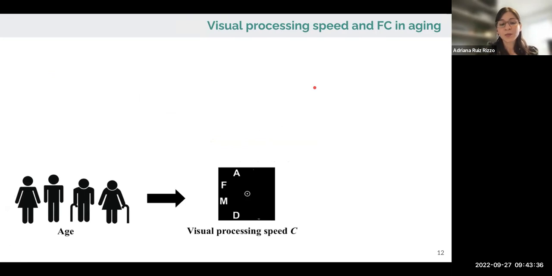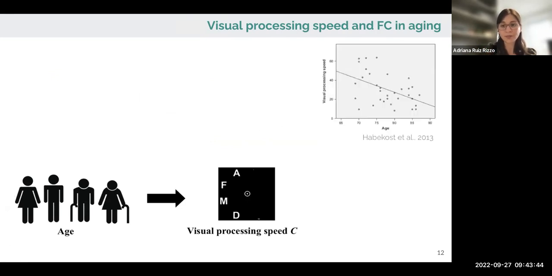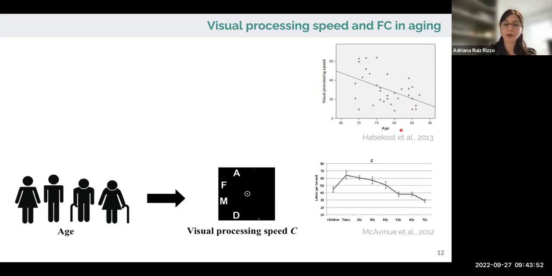Using this paradigm, previous studies have tried to understand the relationship between aging and visual processing speed. And they have found this linear decrease in visual processing speed with increasing age, especially in older age. But this has also been shown even starting in the 20s. There is this more or less linear decrease in visual processing speed.